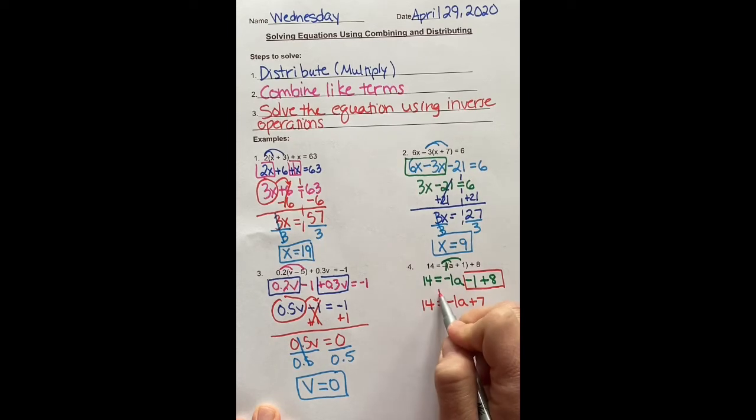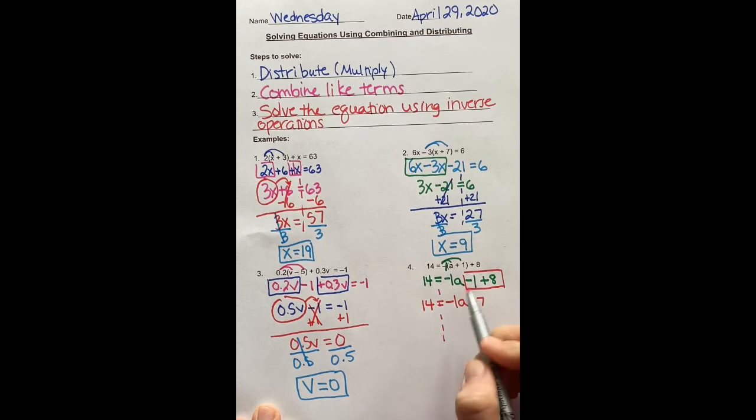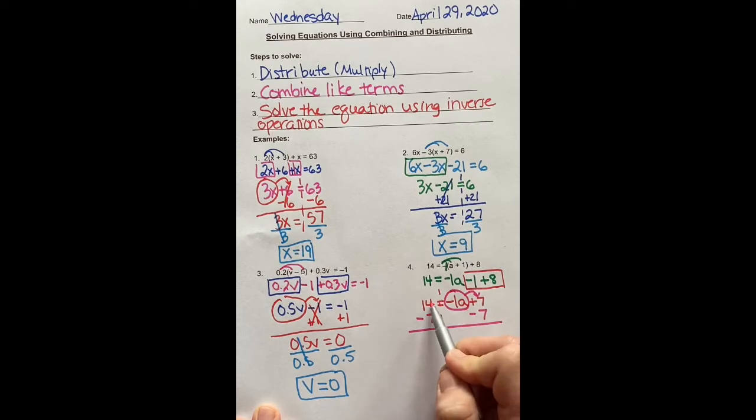So now here's my equal sign. Remember, you're getting the term with the variable by itself. So I want to get the negative 1a by itself, but the 7 is being added to it. So I have to do the opposite and subtract that from both sides. 14 minus 7 is 7. Bring down my equal sign. Bring down my negative 1a, because now the positive 7 and the negative 7 were eliminated.